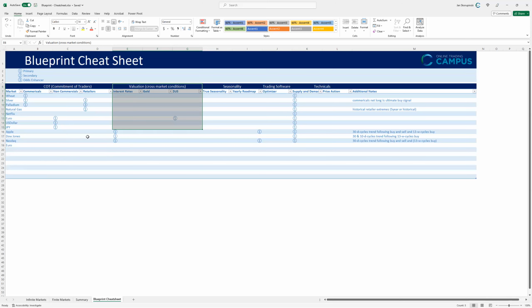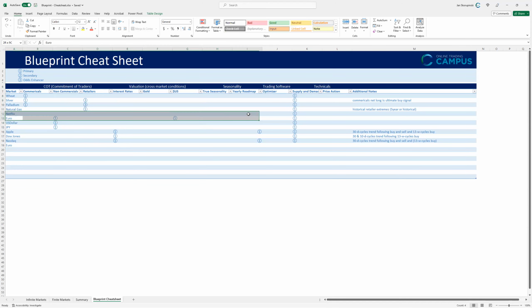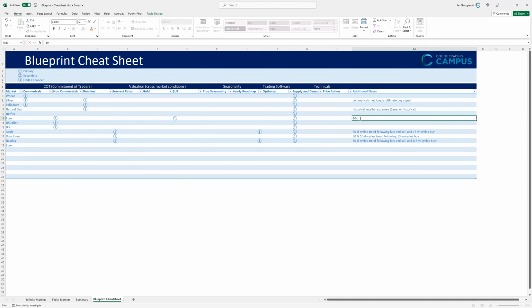Of course, that is also something that you would want to put down here. You would want to say, well, on the euro, what did we find? The 10-day cycles, trend following for buy and sell. And the boundaries that work the best are the 69 and the minus 69 boundaries, while the standard boundaries are 75 and minus 75.